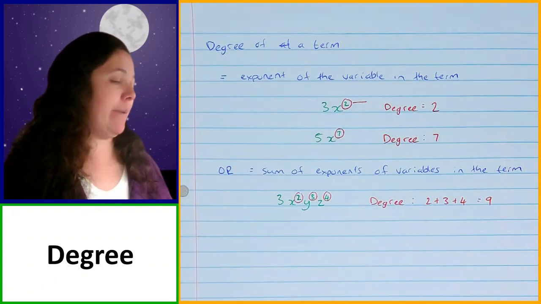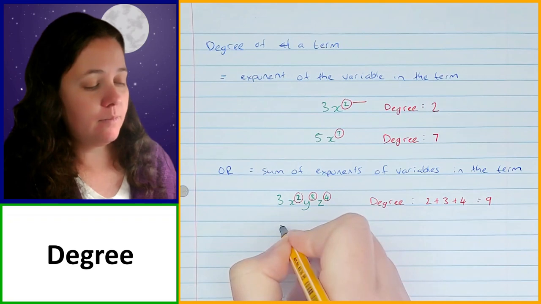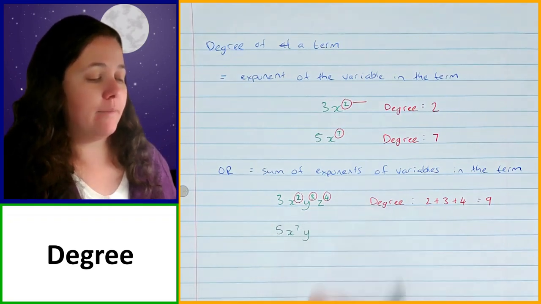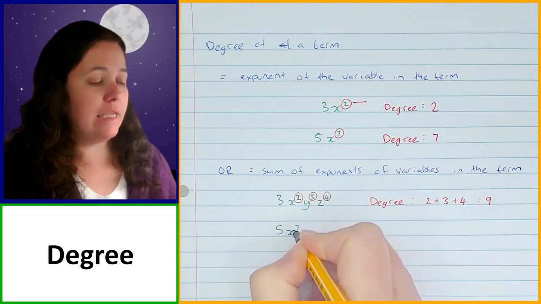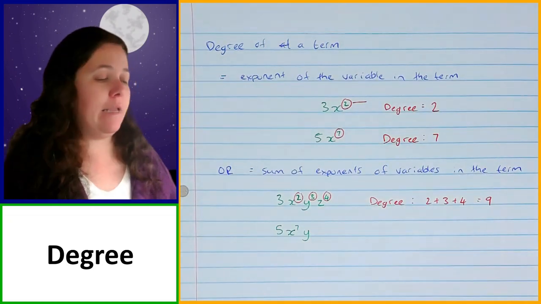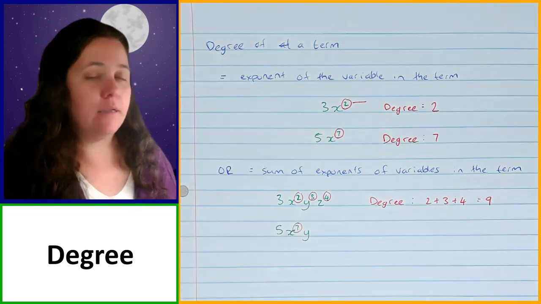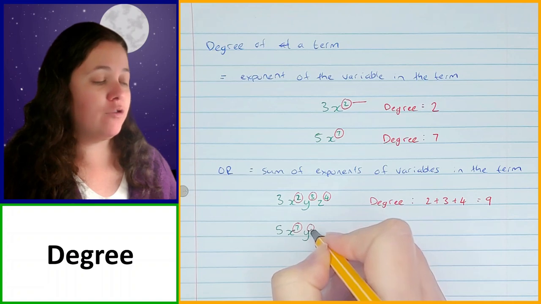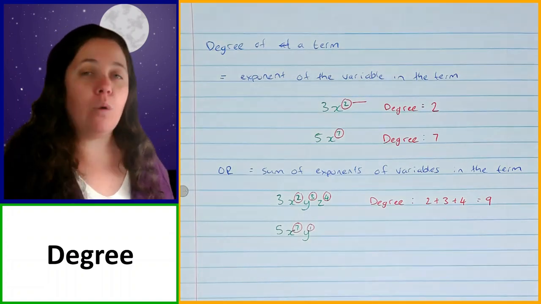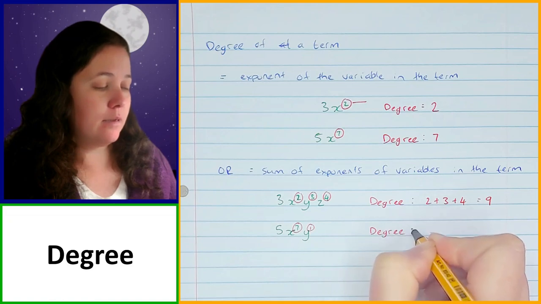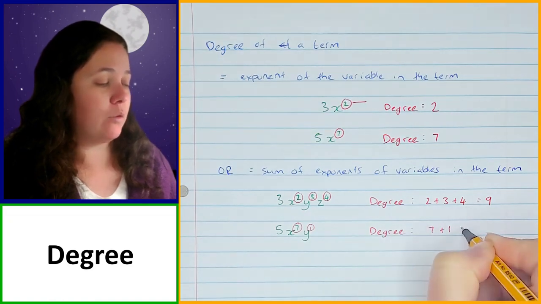Okay, now what happens if you have something like this? 5x to the power of 7, y. Now you can't see an exponent on the y. Then my degree is still going to come from that, and it's still going to come from here, but you have to remember that there's an invisible little one that you can't see there. So your degree is going to be 7 plus 1, which is 8.